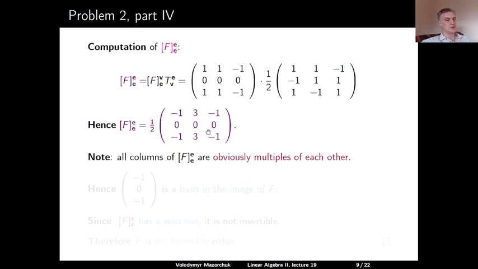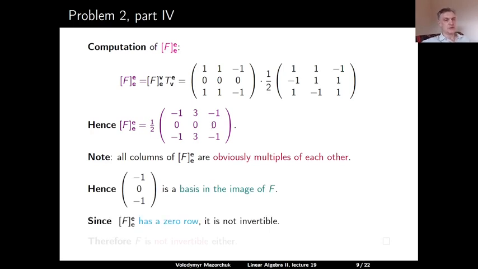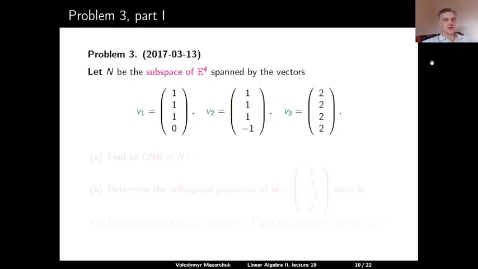Note that all columns of this matrix are obviously multiples of each other. So in particular, if you take any non-zero column, this must be a basis in the image of F. And also, since the matrix of F has a zero row, this matrix is not invertible. It definitely has determinant 0. Therefore, the linear operator F is not invertible either. This completes problem 2.